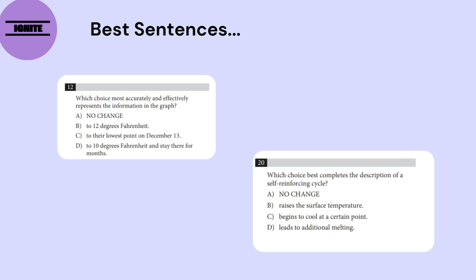Then we have the best sentence questions. And these questions are asking for the best sentence that coincide with either a description in a specific paragraph, or maybe a graph, or maybe a relation throughout the entire passage. These questions are kind of like the big idea questions that we see in the reading section.